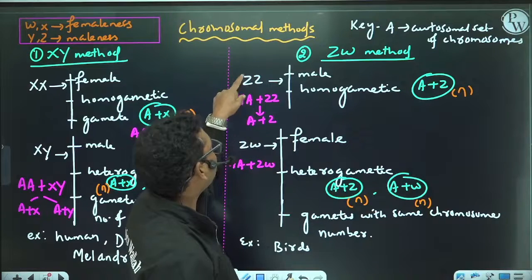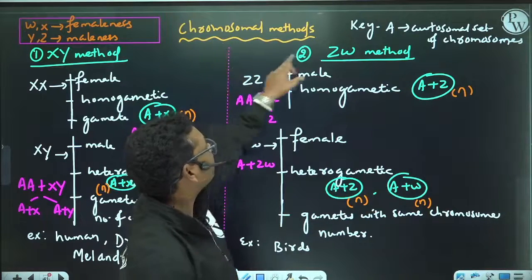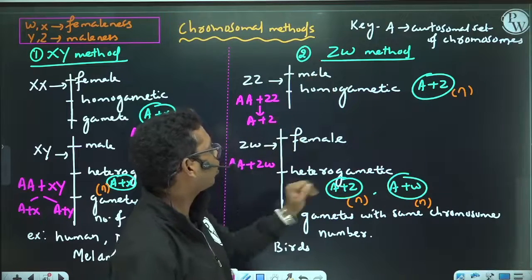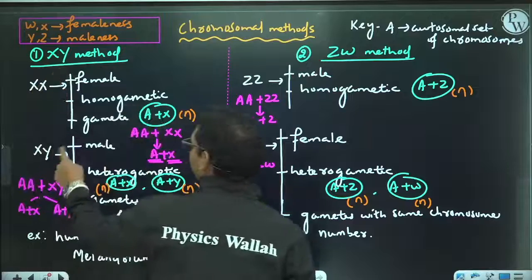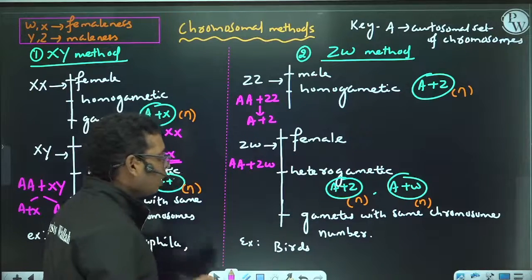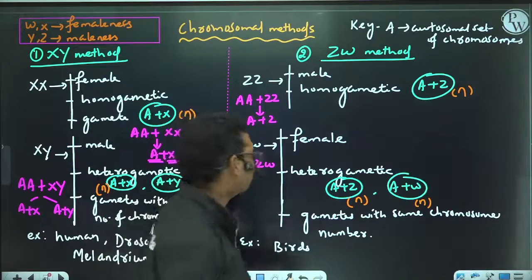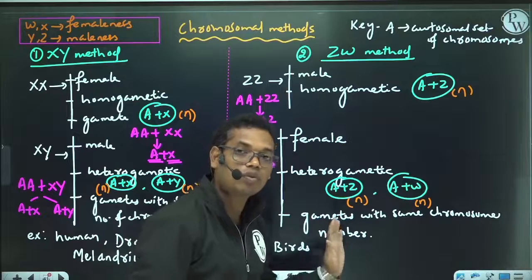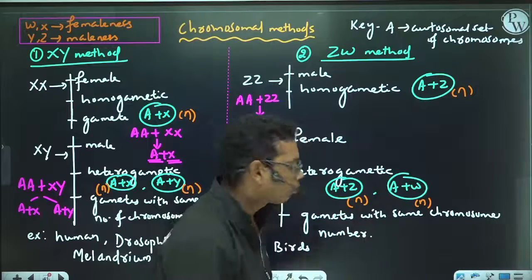So in case of ZW method, the female is heterogametic, but in case of XY method, male is heterogametic. And this method is applicable in birds. And in both these cases, XY and ZW method, the number of chromosomes in the heterogametic condition is same.